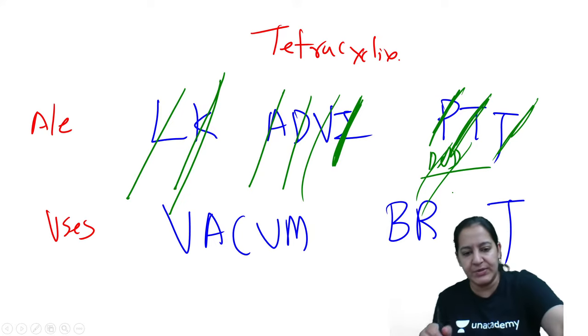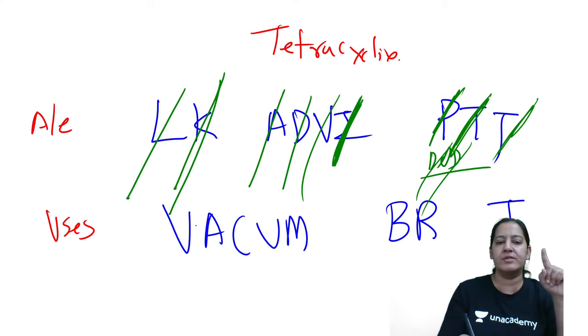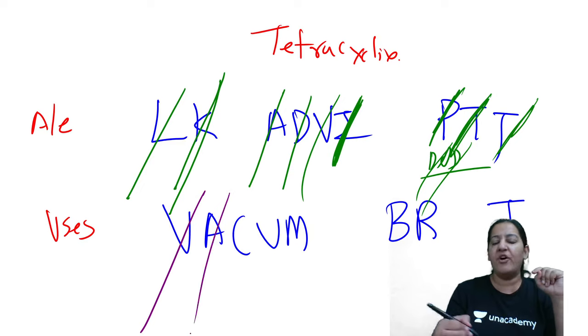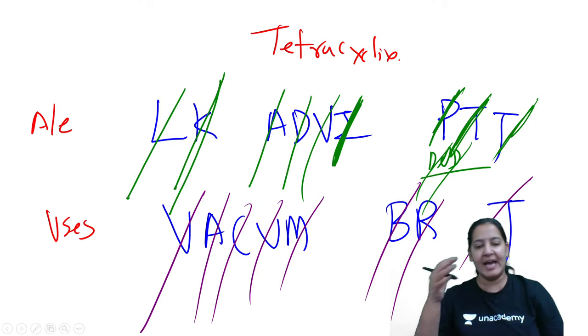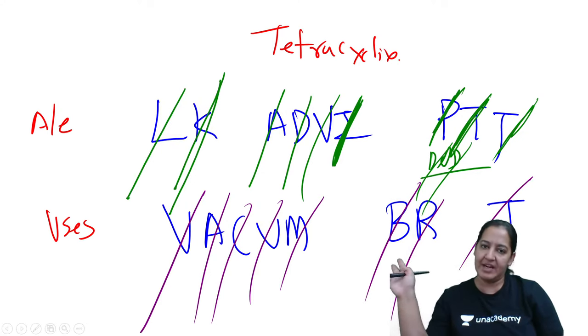Coming to the uses, the full form: V for Vibrio cholerae, A for acne, C for chlamydia, Ureaplasma, Mycoplasma, Borrelia, Rickettsia, tularemia. I guess everything is fine and you don't have any problem.